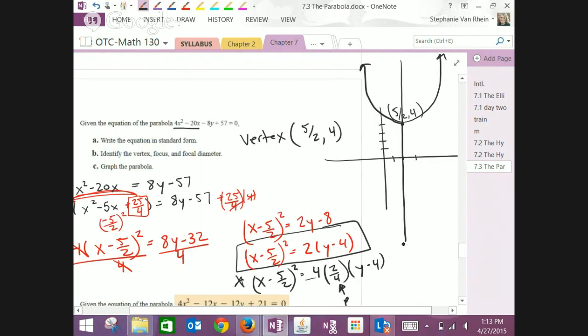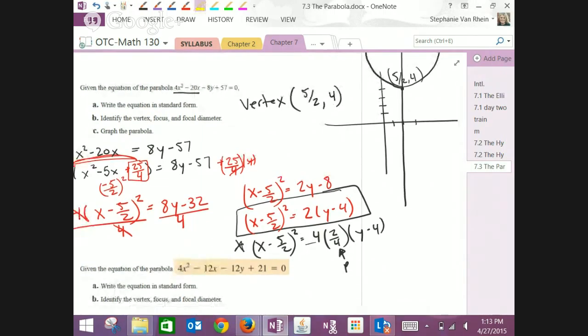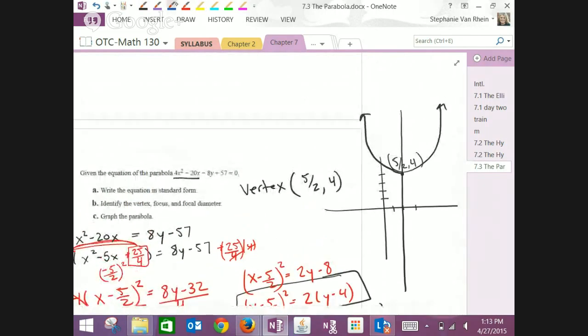The p in this case is 2/4, which is the same as 1/2. So if I move up a half, I'm at 5 over 2, 4 plus a half, 9/2. So this is my focus point. It would be 5 over 2, comma 9 over 2. Yes. You guys see that?